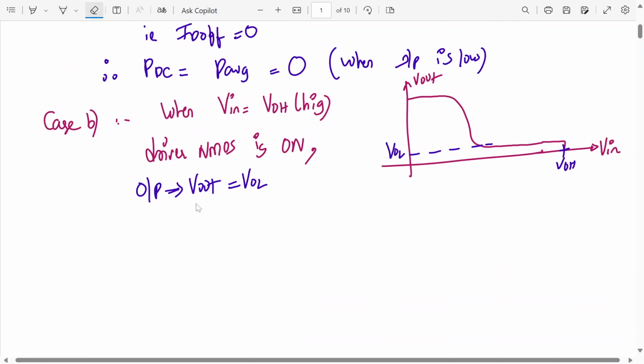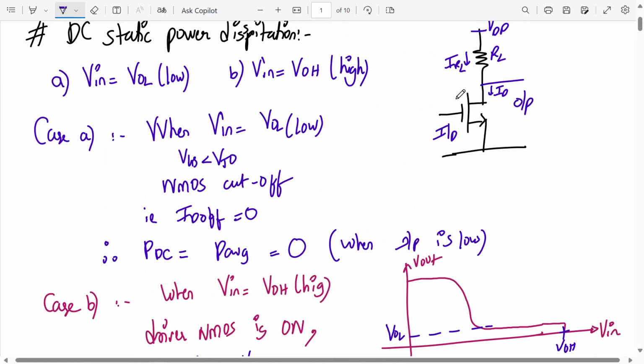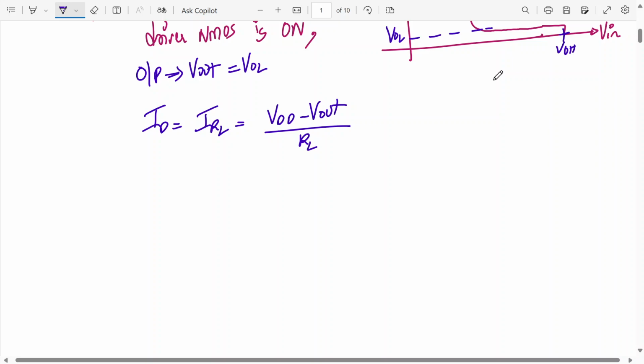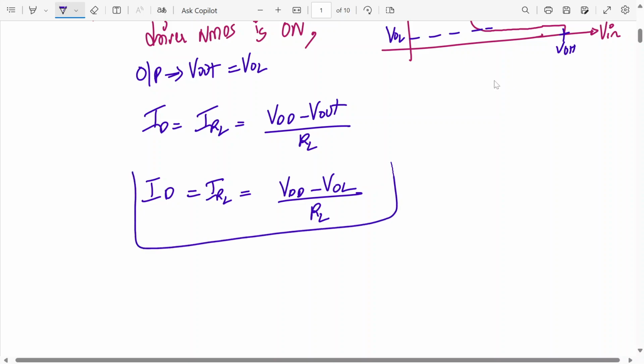That's the inverter, right? Now, ID will be equal to IRL, which is VDD minus Vout upon RL, according to the formula, right? Now Vout is nothing but VOL. So ID equal to IRL is equal to VDD minus VOL upon RL. Okay, so this is the formula. This we call equation number 1.